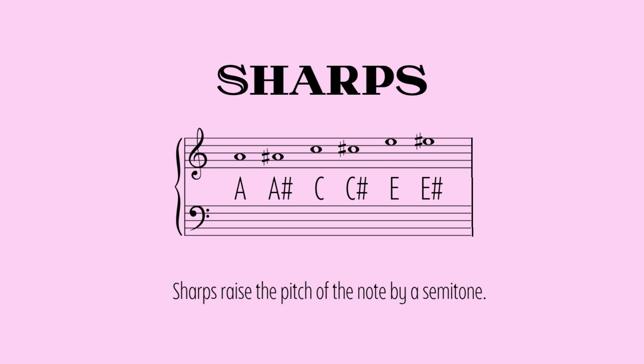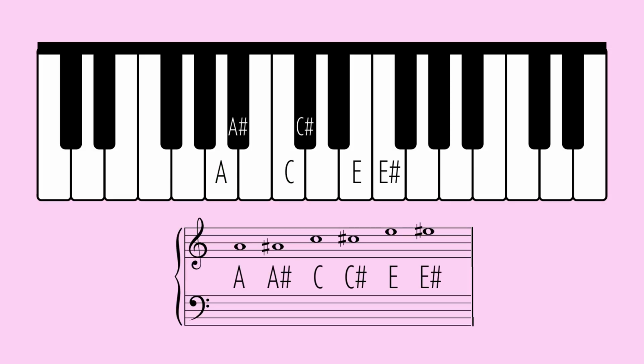Let's look a little bit closer at sharps. Sharps raise a note by 1 semitone or 1 key to the right on the piano. You will notice that the accidental is placed directly in front of the note on the staff, but is written as A sharp, with the sharp coming after the letter name. If we start on A and raise it by 1 semitone, we land on the black key immediately to the right. This is called A sharp.